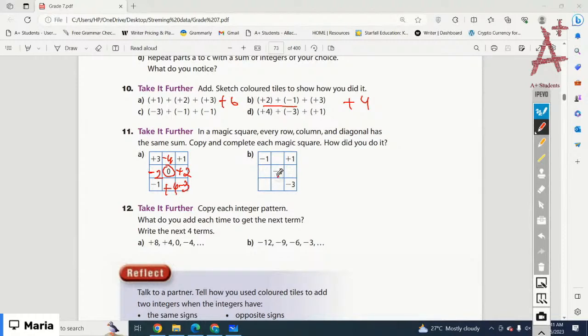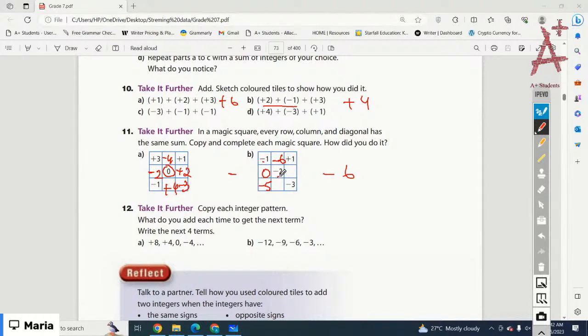Okay, here you have negative 2. Negative 3, negative 2, and negative 1 make negative 6. That means you have to make negative 6 row wise and column wise, right? Okay, positive 1, negative 1 makes 0. That means here you have negative 6, right? Okay, negative 1, you have to make negative 6. Negative 1, 0, and negative 5 makes negative 6.